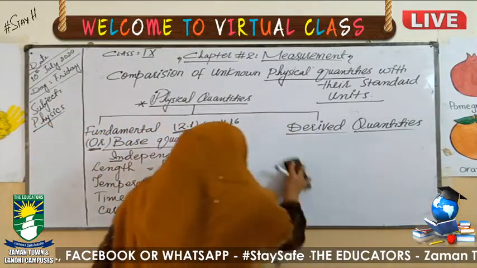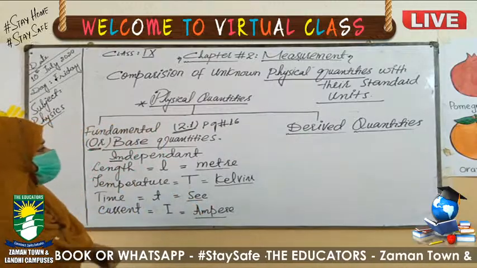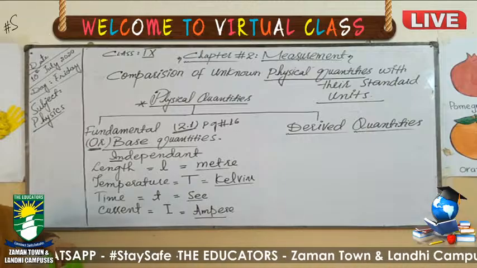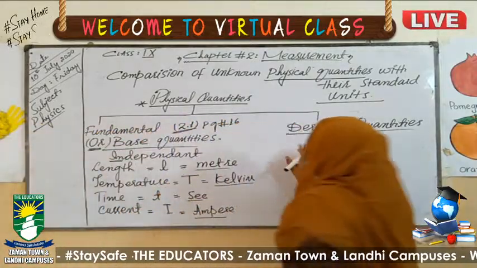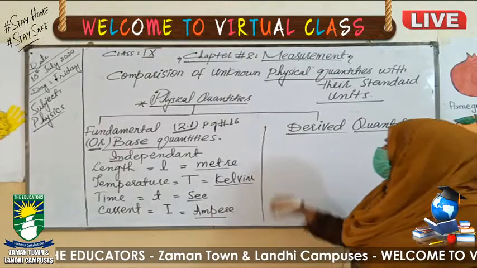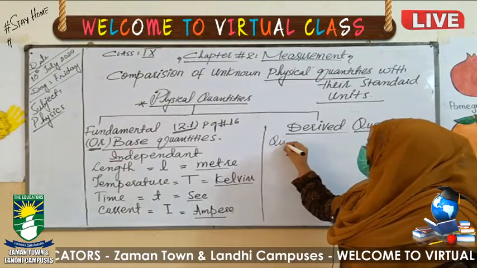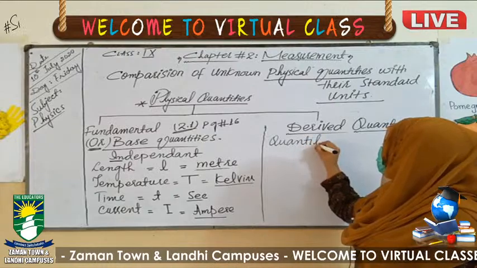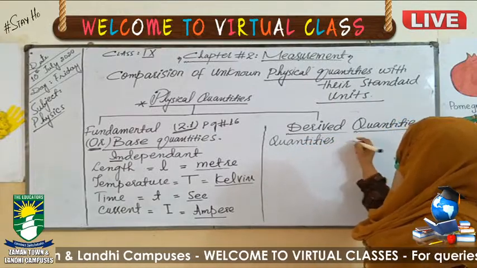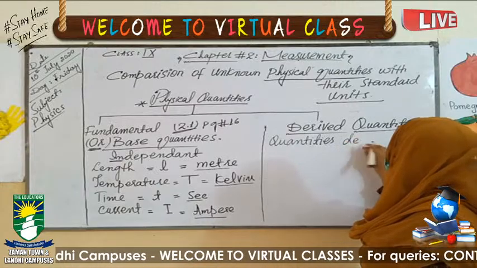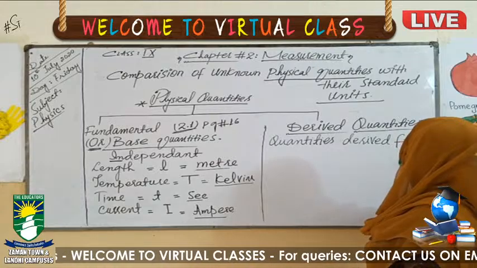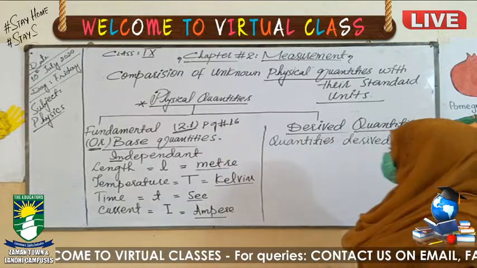Now we have the next quantities. These are the derived quantities. I am not removing the base quantities so that you can come to know the difference. Derived quantities are basically quantities which are derived from fundamental quantities.